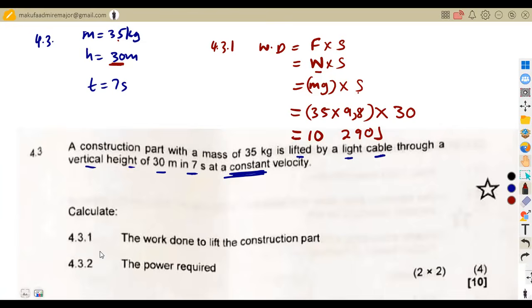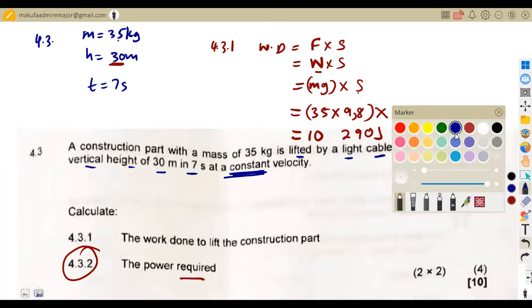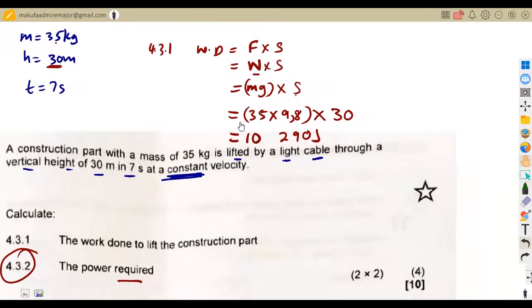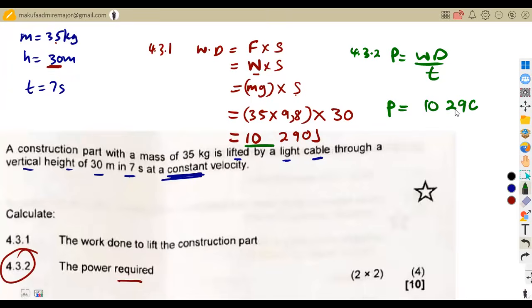Then on the other part, 4.32, the power required. Now we are asked to calculate the power, whereby we are simply taking the power from what? From the work done over the time taken. We have the work done in this case here, and we have the time that was taken. So simply we can calculate our power in this case, as we know that that's work done over the time taken in seconds. So the work done is 10,290 over the time in seconds, which is 7.